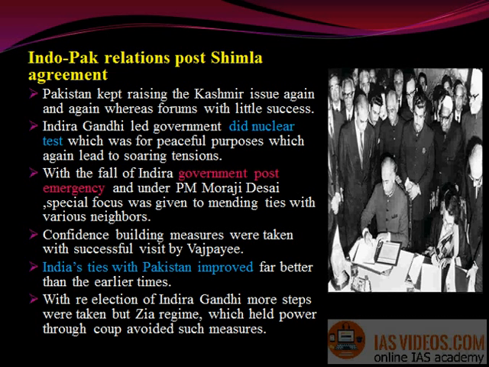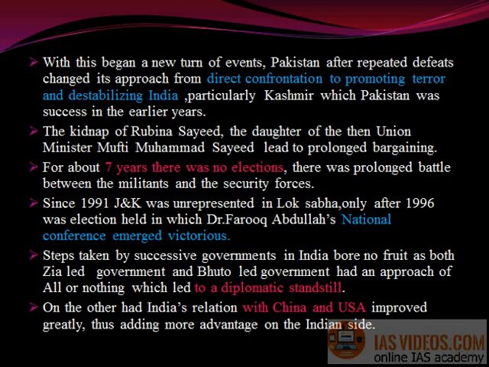With the fall of the Indira government post-emergency, under PM Morarji Desai, special focus was given to mending ties with various neighbors. Confidence-building measures were taken, with a successful visit by Vajpayee. India's ties with Pakistan improved far better than in earlier times. With the re-election of Indira Gandhi, more steps were taken, but the Zia regime, which held power through a coup, avoided such measures. With this began a new turn of events.